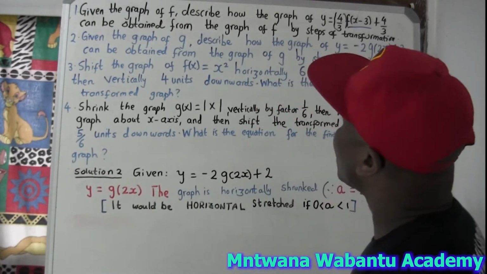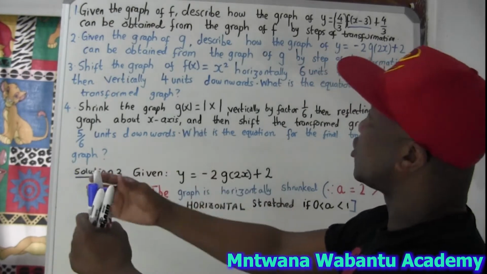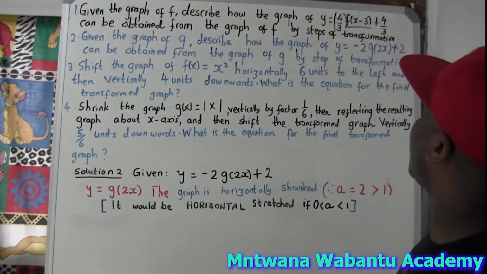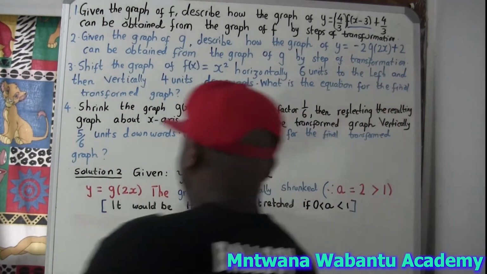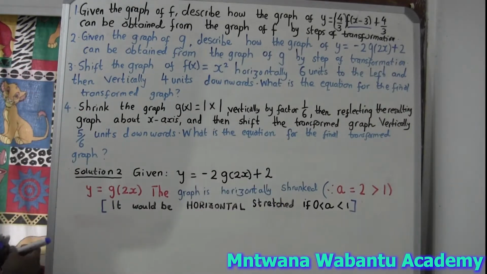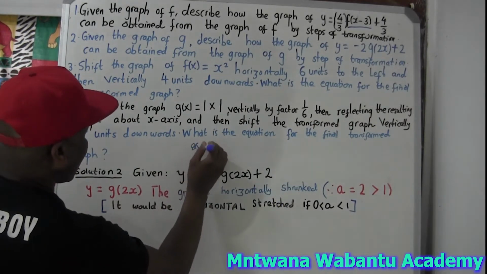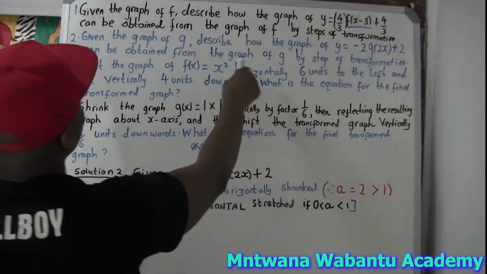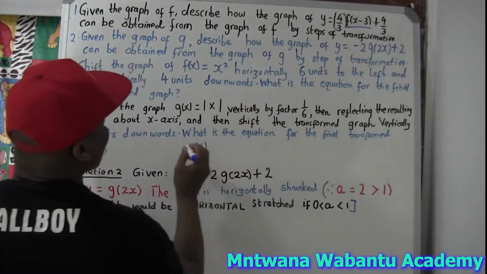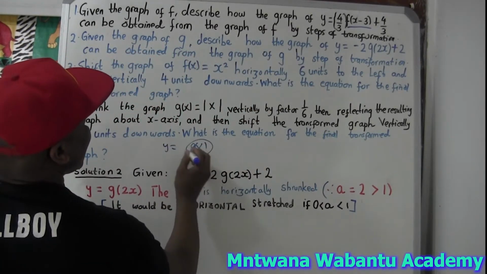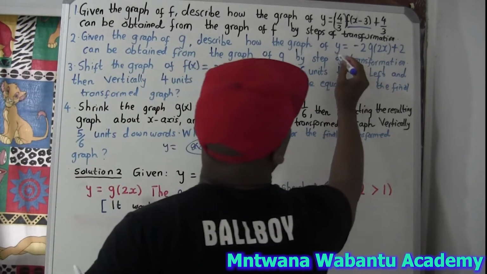So now, question number 2. Give me the graph of g. Oh, they give you g. Okay, so let's say they give you something like this. They give you g of x, and then they say, now give me the graph of g. Describe how we're going to get y. So they give you this, and you use this to get here.